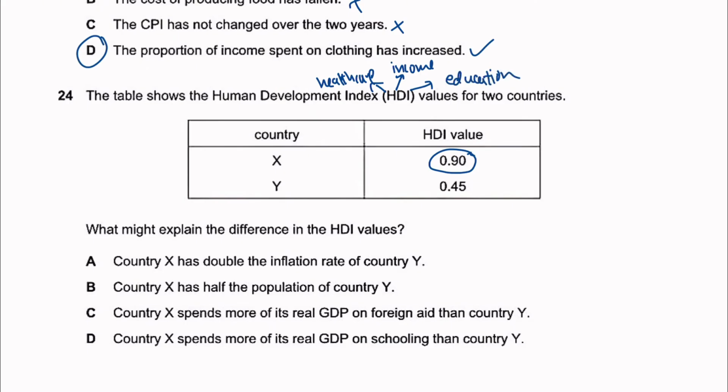Okay, so A, country X has double the inflation rate of country Y. We do not know that. B, country X has half the population of country Y. Again, we do not know. C, country X spends more of its real GDP on foreign aid than country Y. No, this we do not know. D, country X spends more of its real GDP on schooling than country Y. So D is the correct answer.